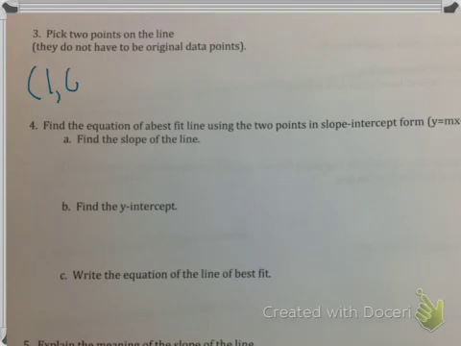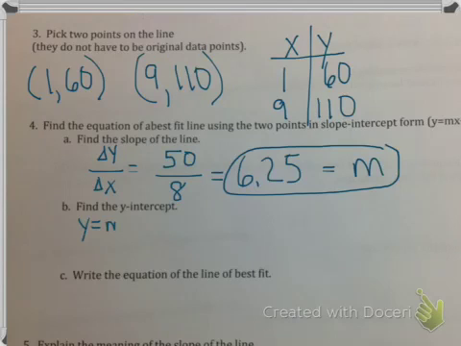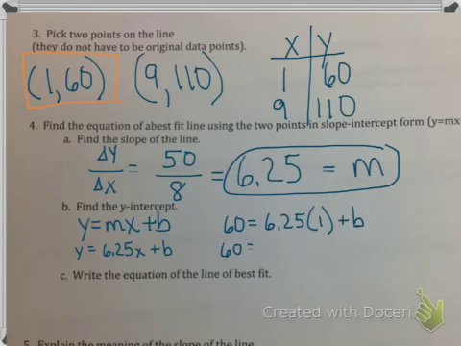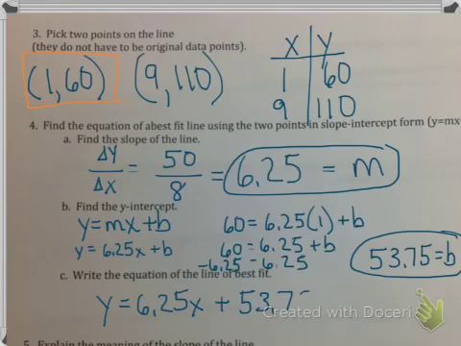So I'm going to bring this back up. Sorry, here's everything that we had. So we have M and we have our B. And now we need to write the equation for our line of best fit, which we just plug in our M and our B. And so our equation will be y equals 6.25x plus 53.75.